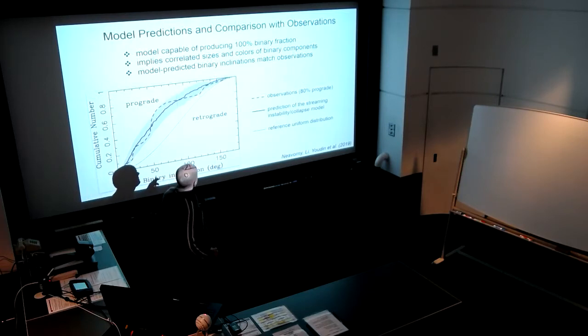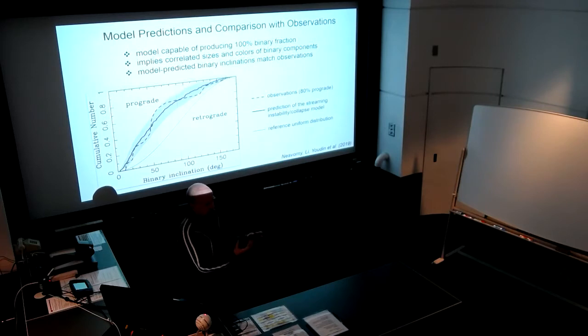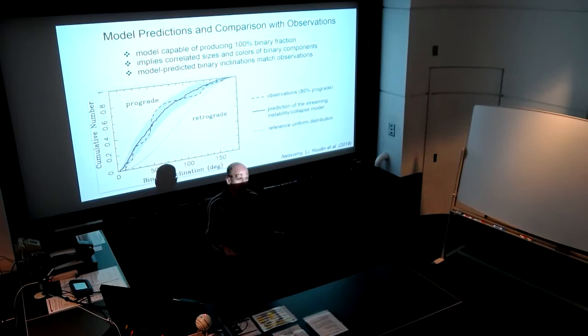This model applies correlated colors of binary components. This is because each of these binaries formed from a single cloud. The average composition of that cloud should tell you what the colors should be, and these two objects form from the mixture, so they should have the same colors.